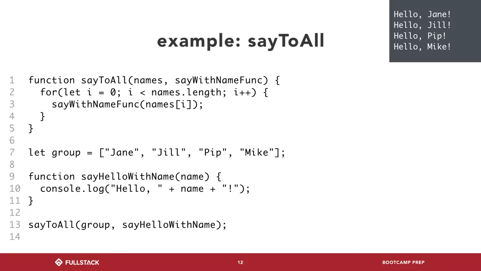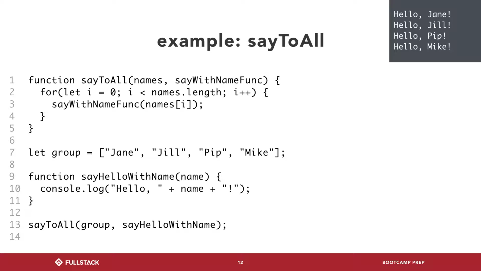Right, I'm passing in group, and I'm passing in say hello with name. What is group? Group is an array of strings. What is say hello with name? Well, it's a function. So when I go up to line 1 here, names becomes group, or names points to group, and say with name func points to say hello with name, right?